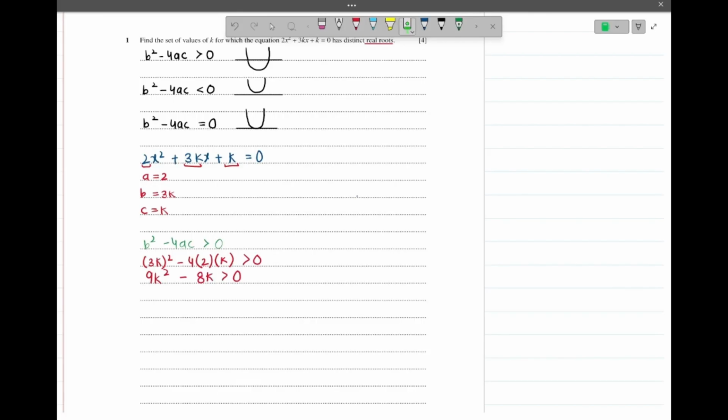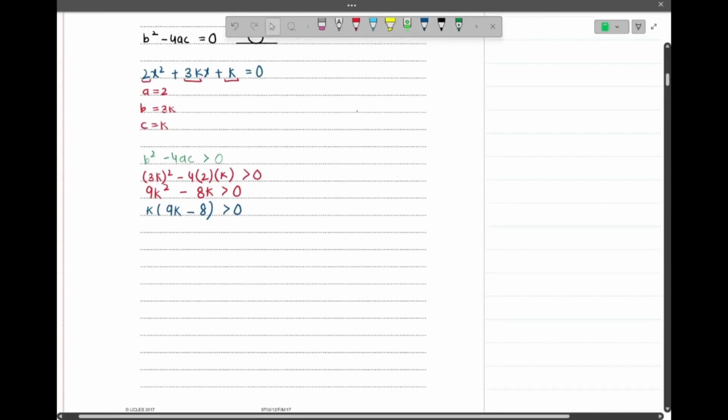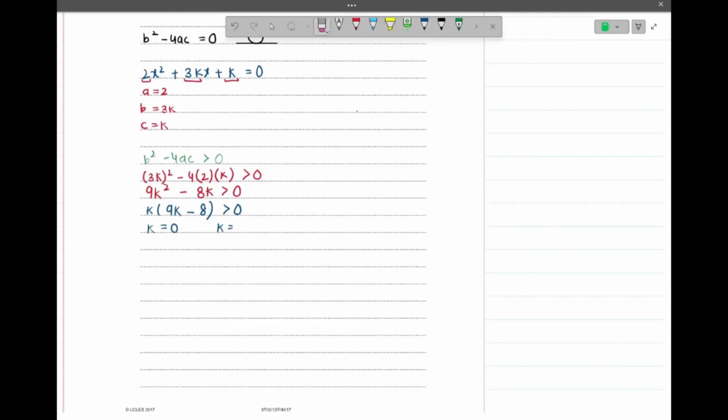Now, this over here is a quadratic inequality. It's not an equation, so it has to be solved in a different way. So let's say I can take k common out. That's going to leave me with 9k minus 8 greater than 0. If I take this as an equation, I try to write down the roots. That's going to be k is equal to 0 and k is going to be 0.889.